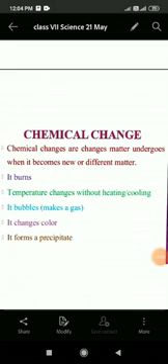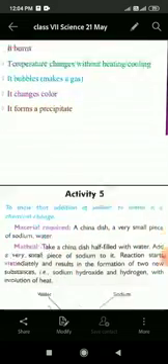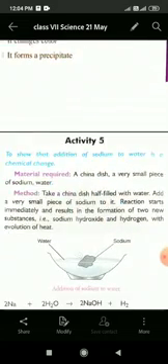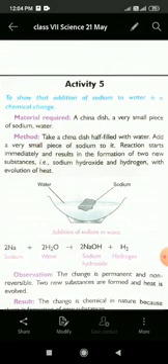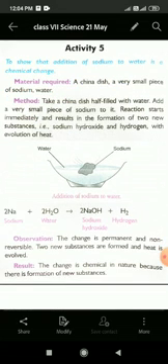To understand chemical changes, we can take examples by doing some activities. One activity is to show that addition of sodium to water is a chemical change. The materials required are a china dish, a very small piece of sodium, and water. Sodium is a very reactive substance, so we should take great care with it.